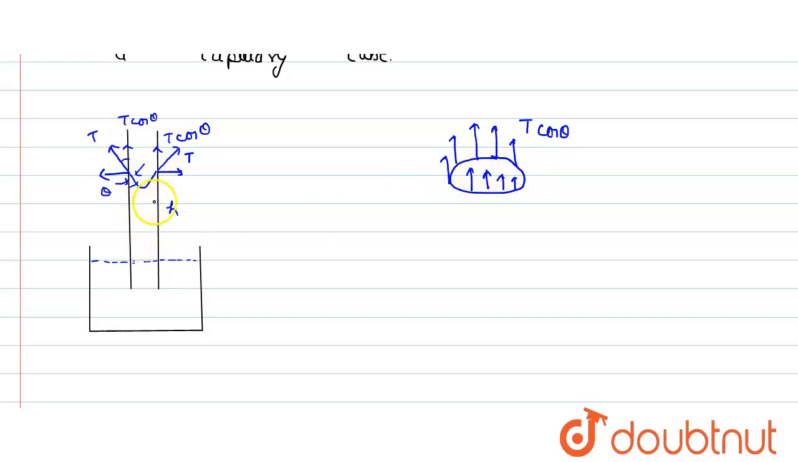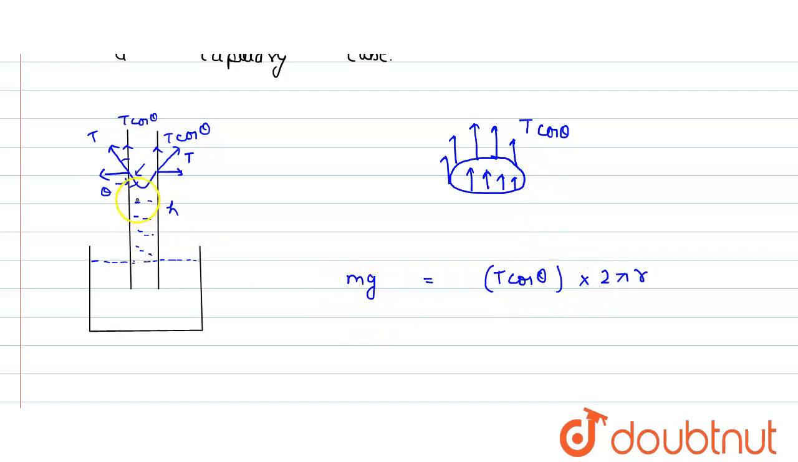When balanced, the upward pull would be equal to the weight which it can support. The total weight which it can support would be equal to m into g, the mass of the liquid multiplied by g. Now what is the upward force? Surface tension is force per unit length, so T cos theta multiplied by the total length. The total length is the circumference, which is 2 pi r.